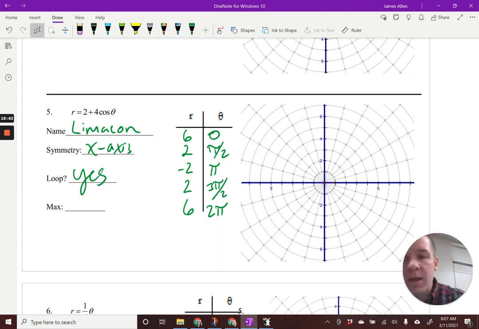So let's plot some things. At 0 degrees, we've got a radius of 6. Then at pi over 2, I'm up at 2. At pi, I have to reflect back over the pole, and I'm at 2 then. At 3 pi over 2, I'm at 2, and then at 2 pi, I'm back to 6. Remember, we said this was a loop, and it does pass through the origin on this one because it has that loop. So we've got to be careful how we draw this. Let's see if I can get it on the first try.